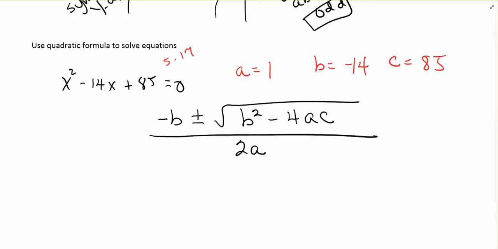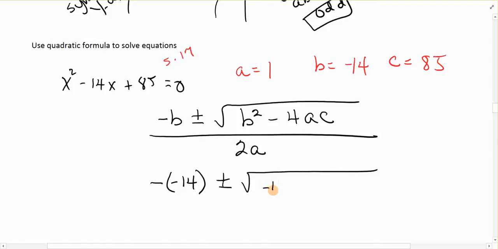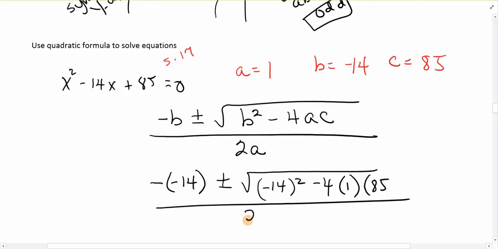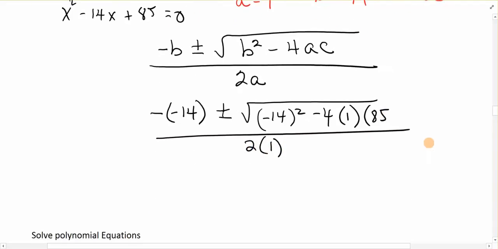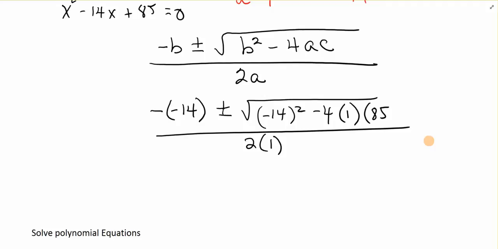All right, so then you're just going to be plugging in. So we have negative 14, and I would urge you to put things in parentheses if they're negative so that you don't mess up on signs. Plus or minus square root of negative 14 squared minus 4 times 1 times 85 all over 2 times 1. So you try that part that's inside the radical. Could you figure out what that is for me? That would be great.